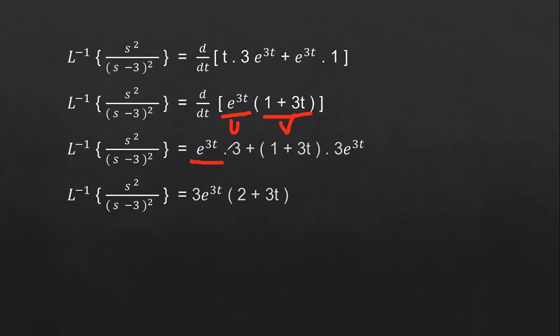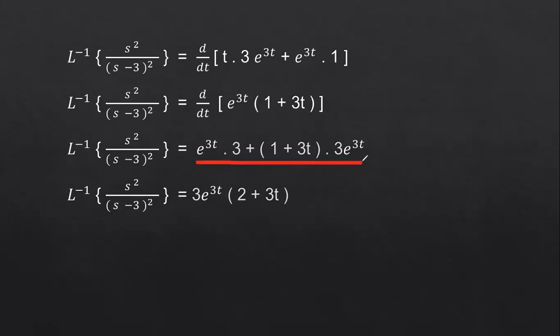Keep u as a constant, e power 3t, into the differentiation of 1 plus 3t. The differentiation of 1 is 0, plus the differentiation of 3 into t. 3 is a constant, the differentiation of t is 1, so 0 plus 3 into 1 is 3. Plus, next, v is a constant, 1 plus 3t, into the differentiation of e power 3t, which is 3 e power 3t.